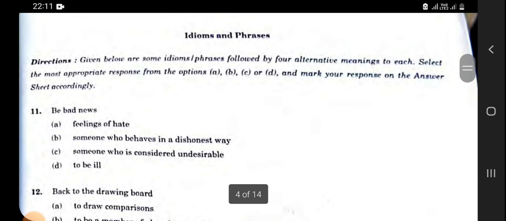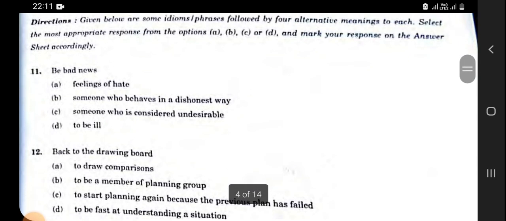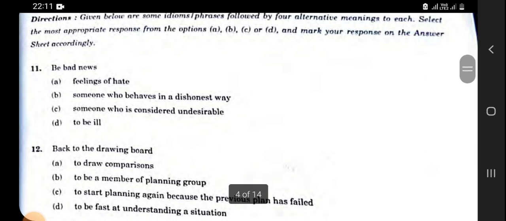Now the next part we are having is idioms and phrases. Look, it's all about practice, practice and practice. If you are not going to practice, you are not going to achieve your goal. So idioms and phrases can trouble you if you are not practicing. The first one, be bad news. Feeling of hate, no. Here it is written be bad news means someone who is considered undesirable. So option C will be the answer.